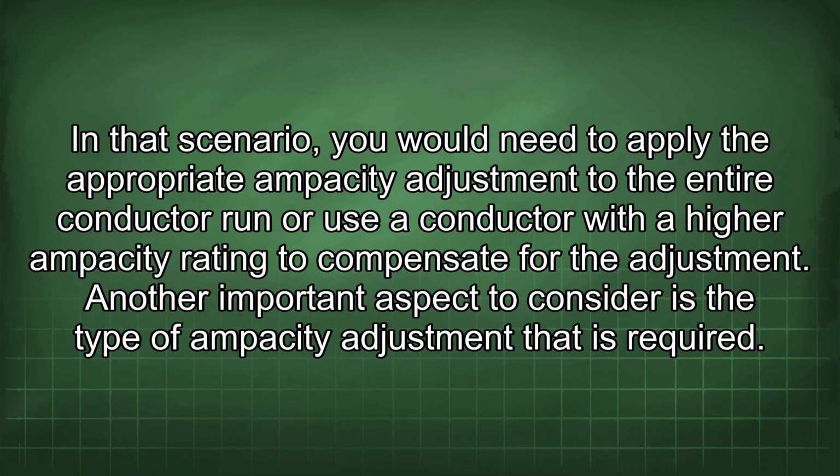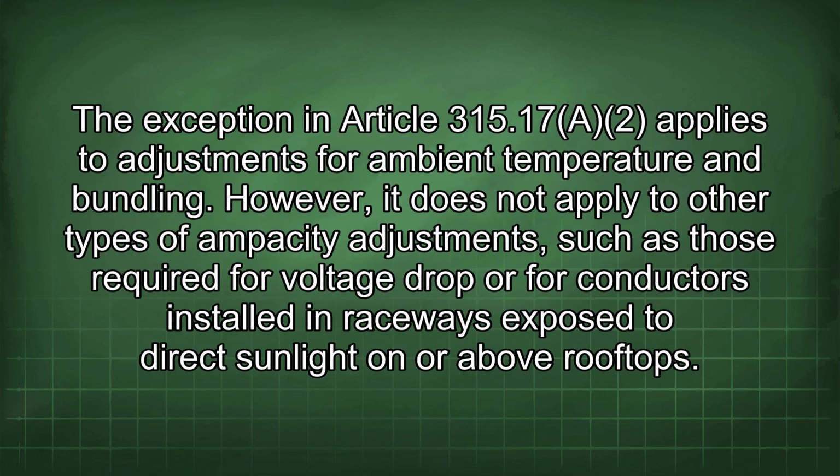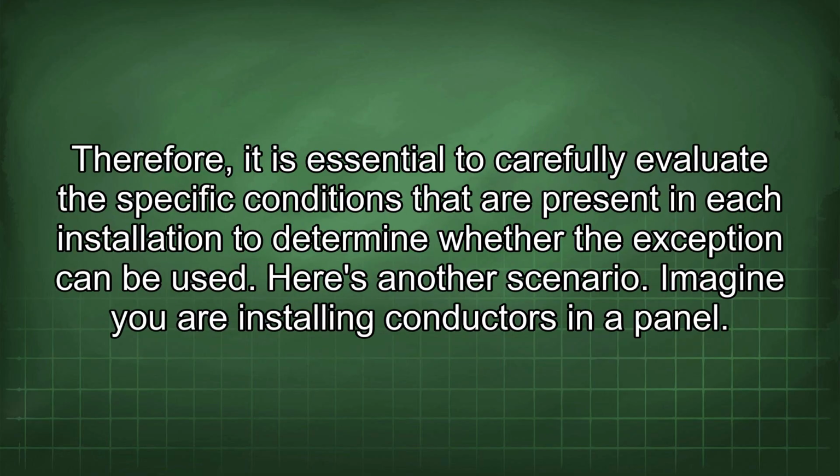Another important aspect to consider is the type of ampacity adjustment that is required. The exception in Article 315.17 applies to adjustments for ambient temperature and bundling. However, it does not apply to other types of ampacity adjustments, such as those required for voltage drop or for conductors installed in raceways exposed to direct sunlight on or above rooftops. Therefore, it is essential to carefully evaluate the specific conditions that are present in each installation to determine whether the exception can be used. Here's another scenario.